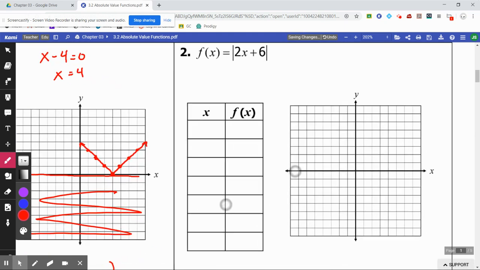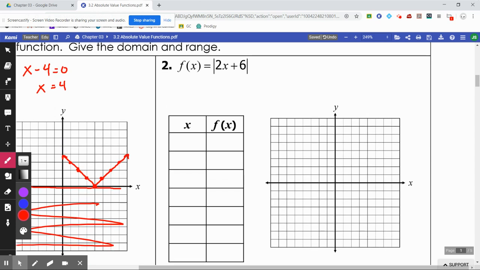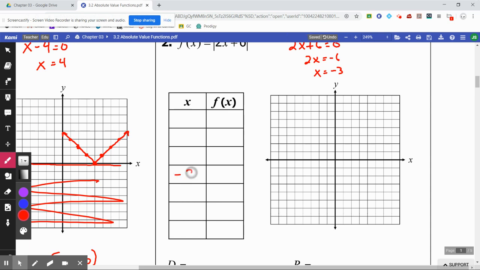The next one. Again, let's find our vertex. You can set the stuff on the inside equal to 0, subtract 6, divide by 2, and -3 is where your vertex is going to be located. You can put it in the middle, and that way your absolute value graph will be symmetrical on each side. I keep saying that word for some reason. So you can count down and count up. It doesn't matter. -2, -1, 0, -4, -5, and -6.